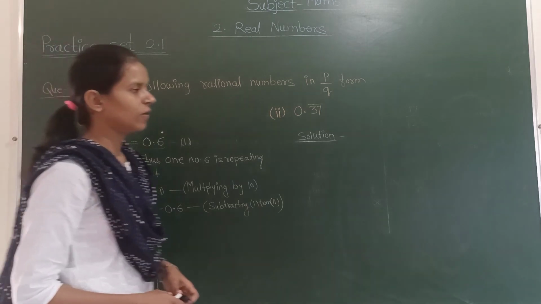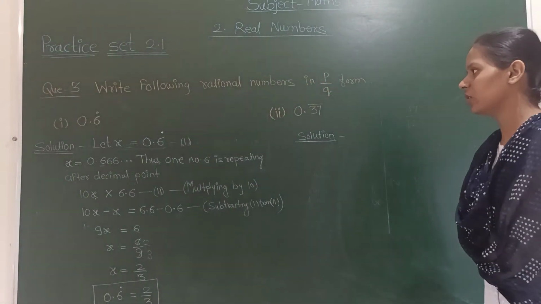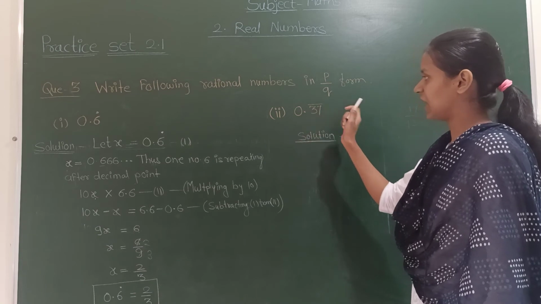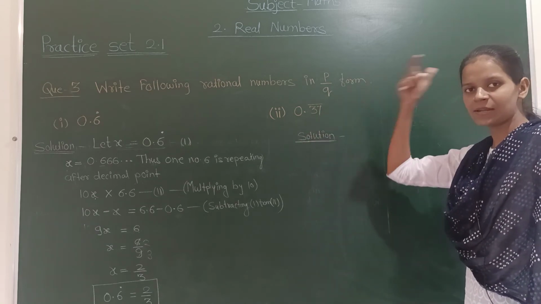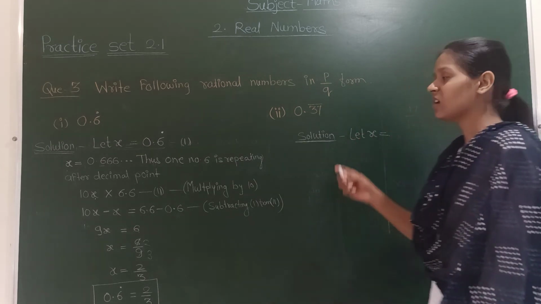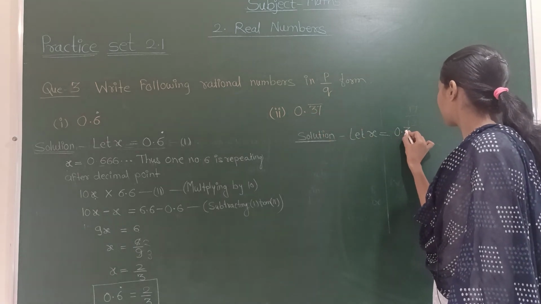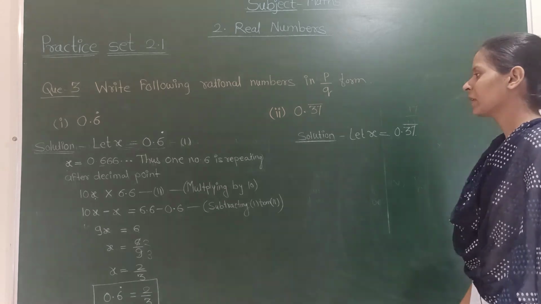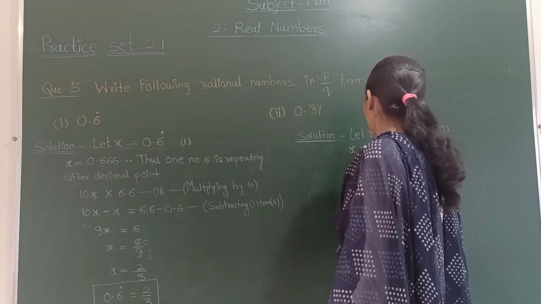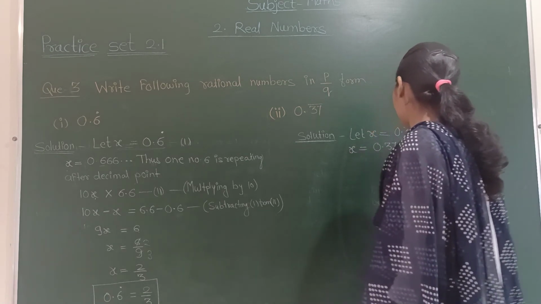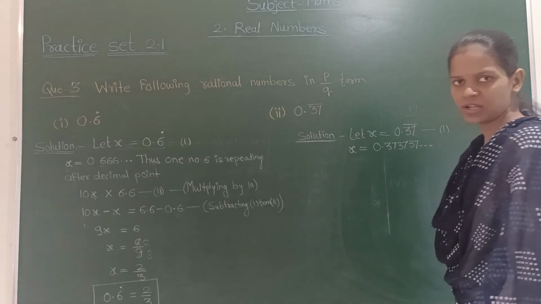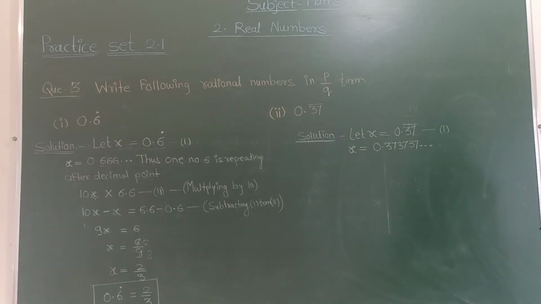Okay. Now we will solve the second sub-question of question number 3. The number is 0.37 with a line on the head, that is 37 is the repeating number. So let x be equal to 0.37 recurring. We will call it equation number 1. So x will be 0.3737 and so on, because 37 is the repeating number.